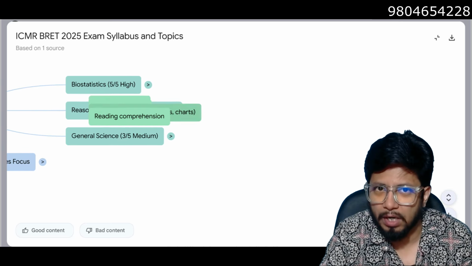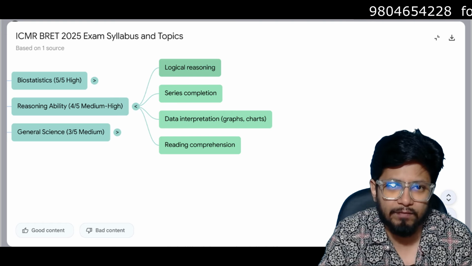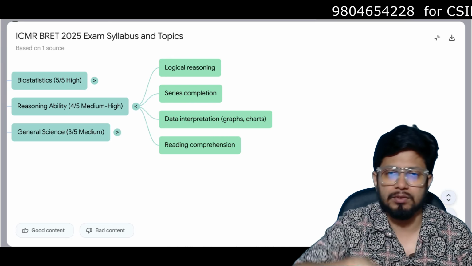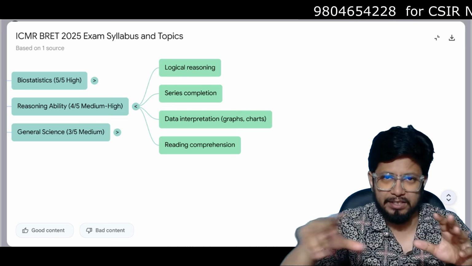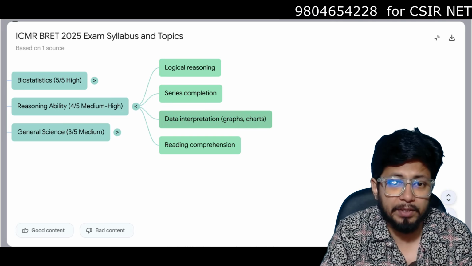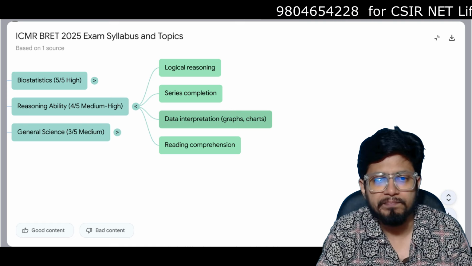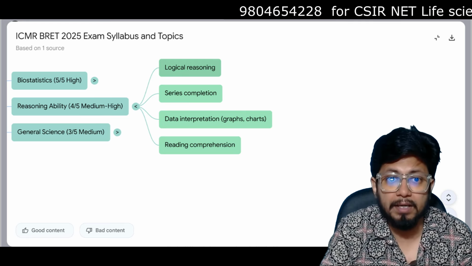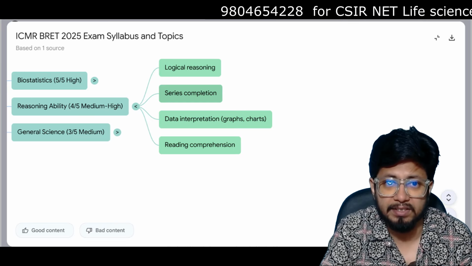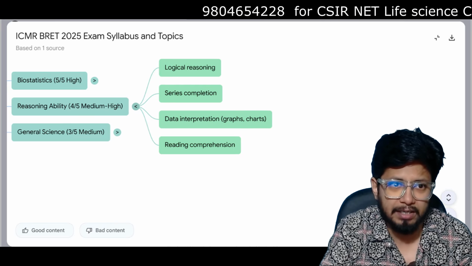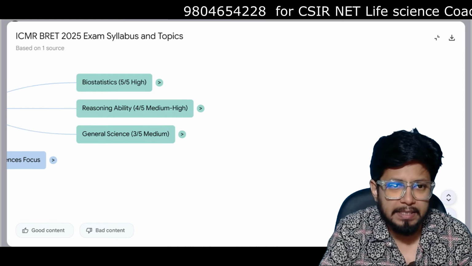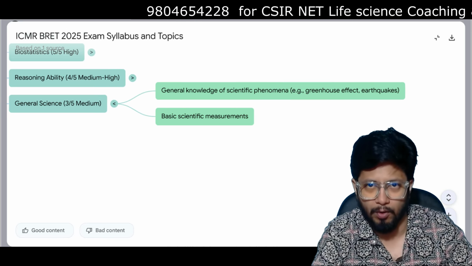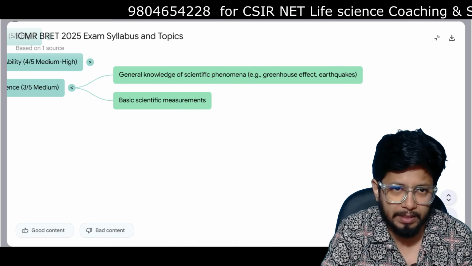Reasoning ability is 4 out of 5, and among the reasoning abilities you have logical reasoning, and series completion, so they'll give you a number series or alphabet series. Data interpretation like graphs and charts, and reading comprehension will also be there. But logical reasoning, series completion and data interpretation are the 3 most important among the 4. General science is also important, but least important among all the 3 concepts that we have talked about.